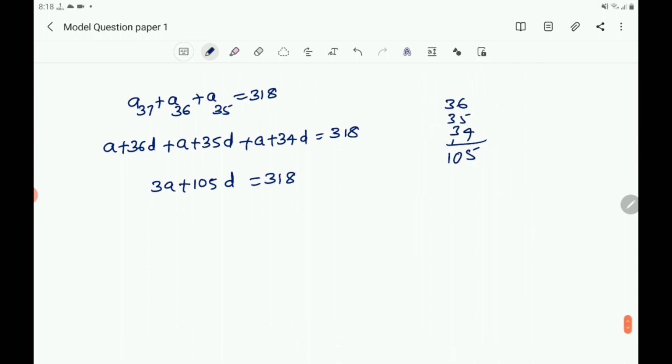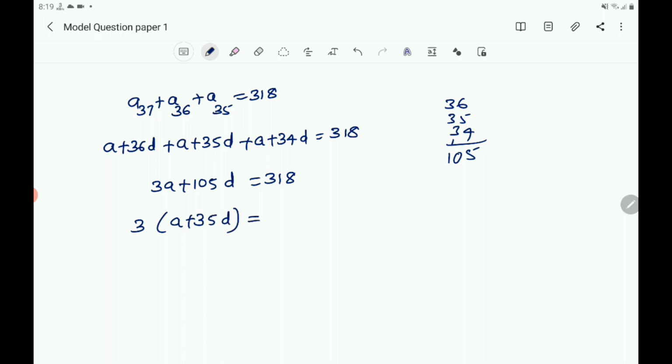Now you can take 3 common, because all these are in the table of 3. This is divisible by 3. This is also divisible by 3. So take 3 common. It becomes a plus, 3 threes are 9, 1 is remaining, 3 fives.